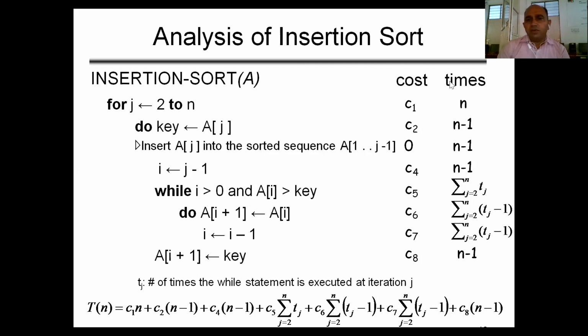In the second column, we are calculating the number of times the line is executing. For example, if we are saying that this is a loop for j is equal to 2 to n, then we have to know how many times this loop is going to execute. Here is written n.